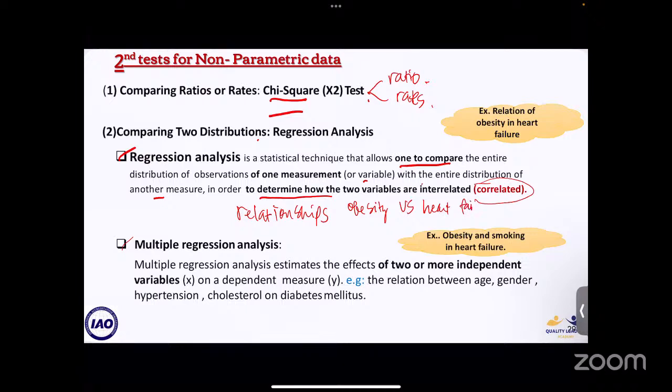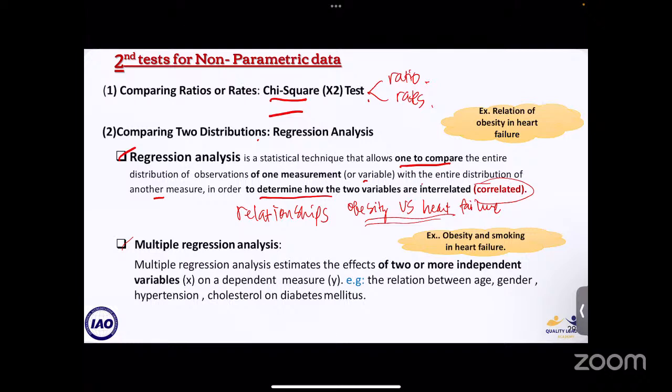Okay, so you have to study the relationship between these two variables and determine if there is a connection between them. Multiple regression analysis is estimating the effects of two or more independent variables X on a dependent measure Y. For example, here is the relationship between age, gender, hypertension, and cholesterol on diabetes mellitus. So this one is used when studying the relationship between more than two variables.